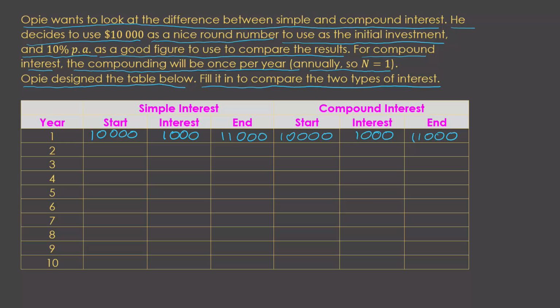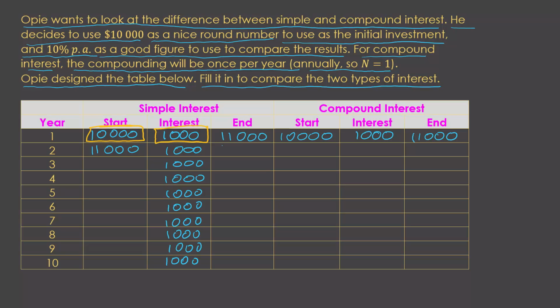But that's when it starts to differ. Now I'm going to do the simple interest first because we only ever pay interest on the principal. In other words, we only pay interest on this 10,000, which means all the way down, the interest is going to be 1,000. So all the way down, the interest is 1,000 for simple interest.